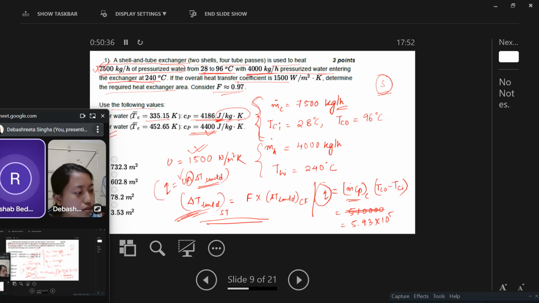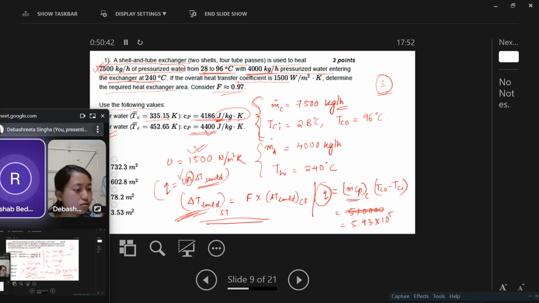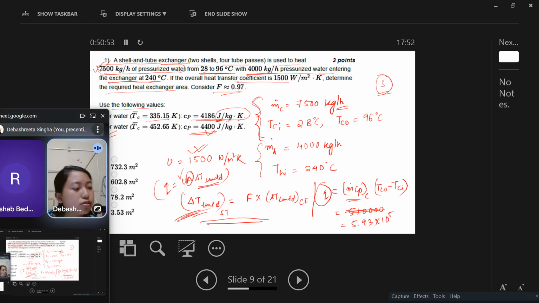59330, something 10 raised to 5. Yes, 5.9 you should get. I have remaining the multiple of the CP value in this equation, MCP. I just take the mass flow rate. In this equation you have missed the CP value. So, did you get how to find this?